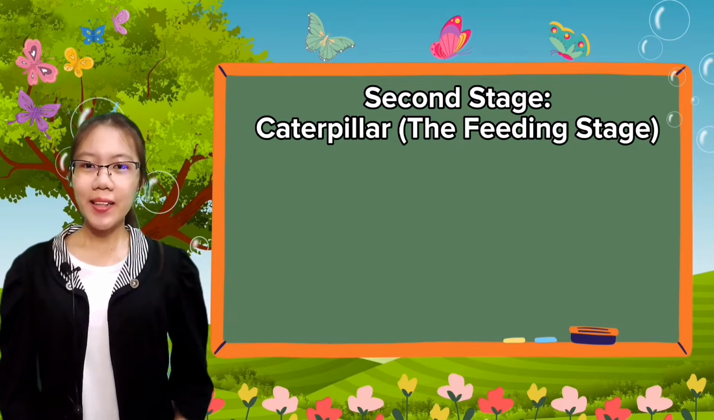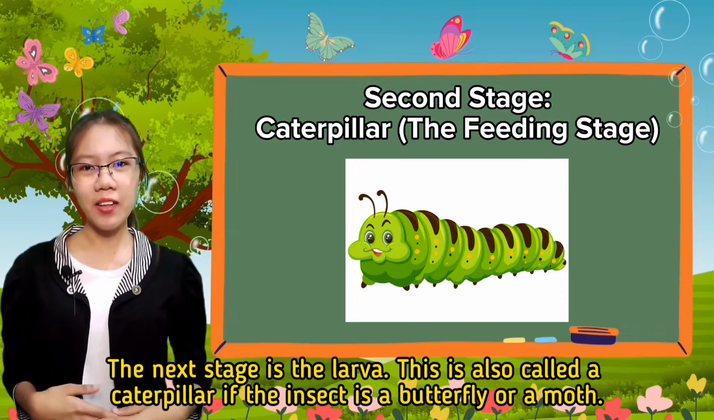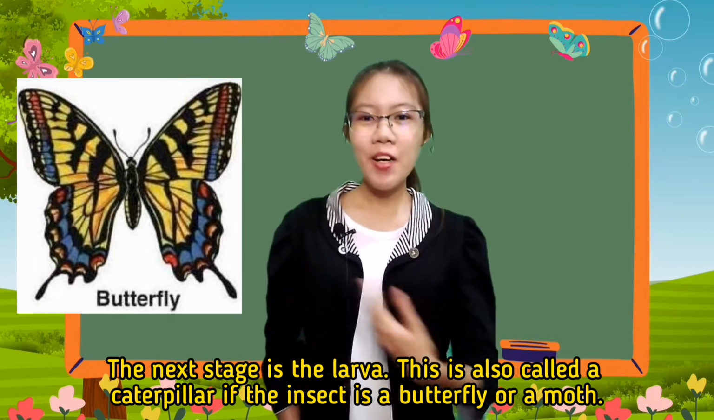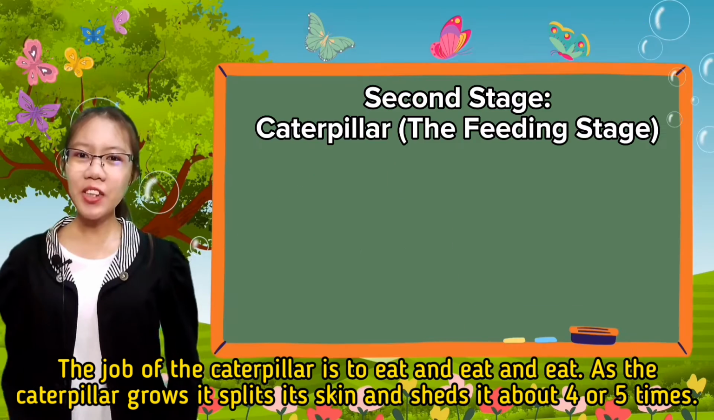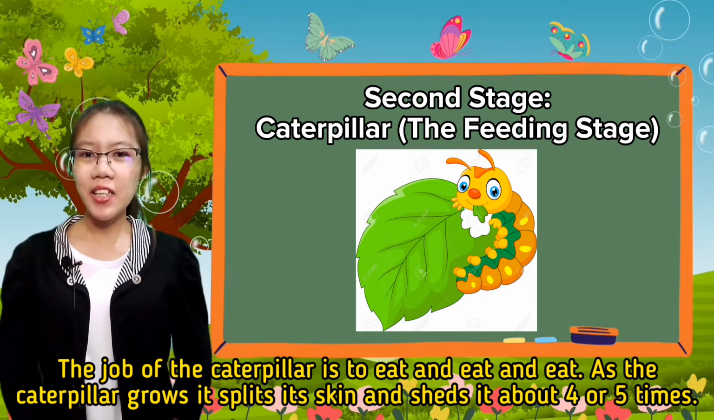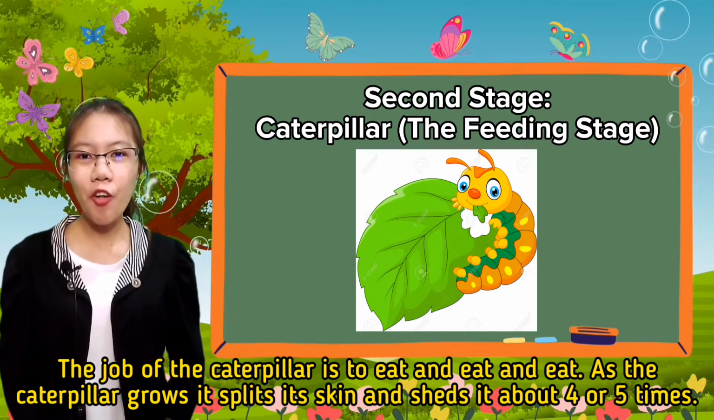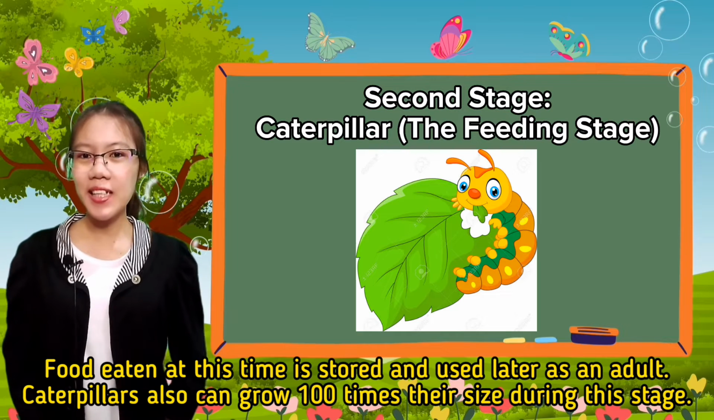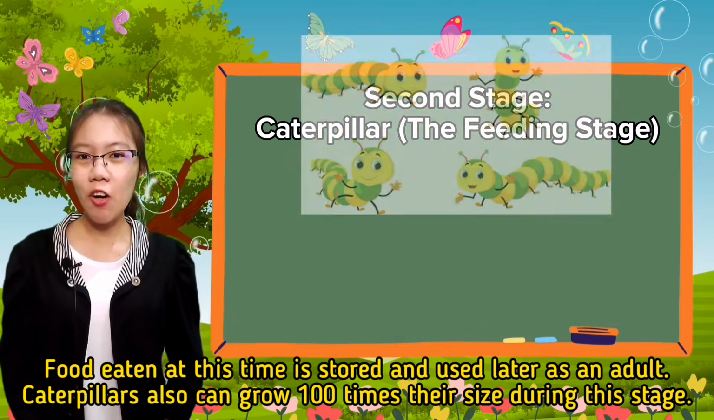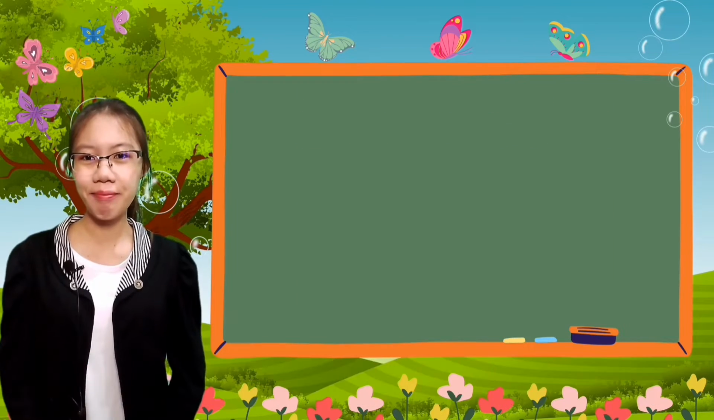Second stage, the caterpillar or the feeding stage. The next stage is the larva. This is called a caterpillar if the insect is a butterfly or a moth. The job of the caterpillar is to eat and eat and eat. As the caterpillar grows, it splits its skin and sheds it about 4 or 5 times. Food eaten at this time is stored and used later as an adult. Caterpillars also can grow 100 times their size during this stage.